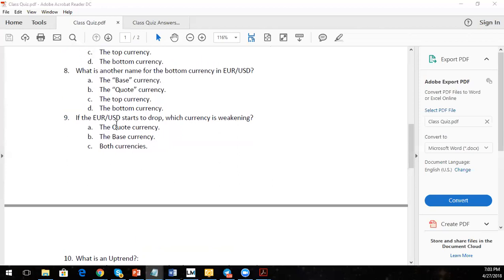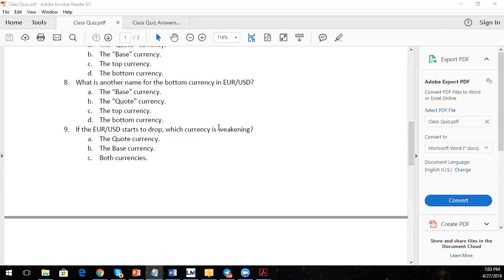If the Euro versus USD pair starts to drop, which currency is weakening? Would that mean the quote currency is weakening? Would that mean the base currency is weakening? Or would you say both currencies are weakening? Beautiful, beautiful. So everybody's on the same page. Awesome.